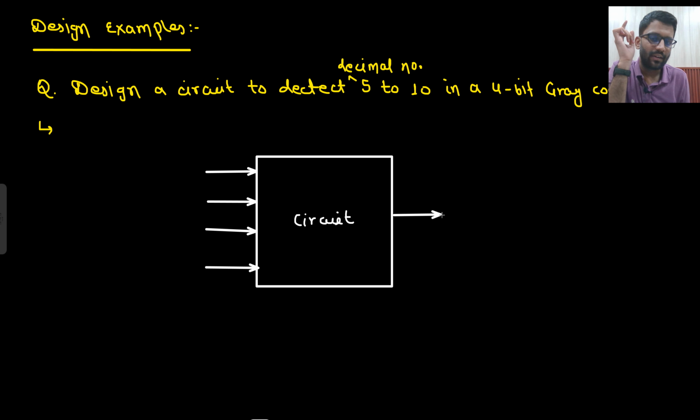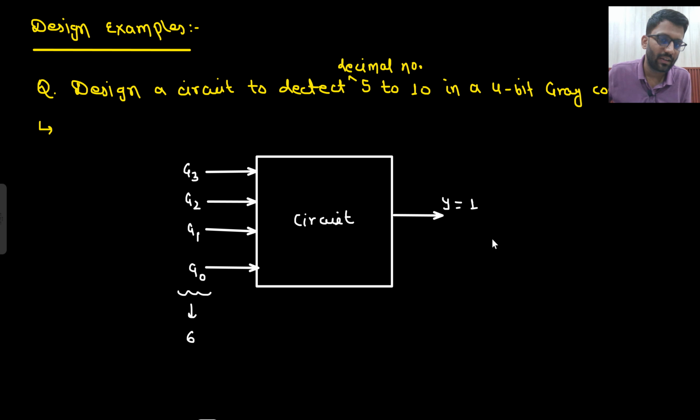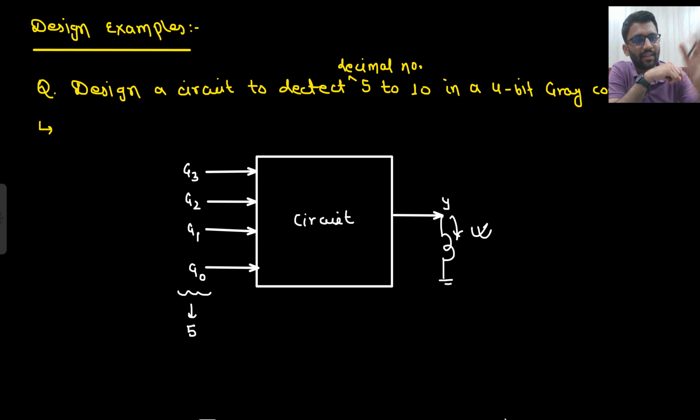And detecting means it will produce one output. How will it produce one output? Let's say it is taking this gray code input. If the decimal equivalent of this particular gray code is 6, then your output will be high. Detecting means output is high. How do you detect? Let's say at the output I connect a bulb. If the decimal equivalent of this input is 5, then the output will be high, which means the bulb will turn on. So detecting means output high or low. If I am saying it is detecting, that means output is high. If I am saying it is not detecting, that means output will be low.